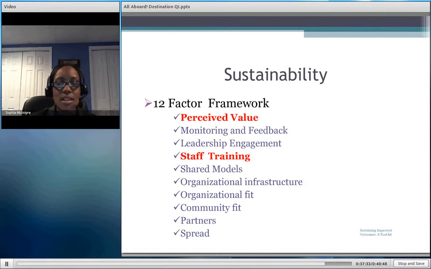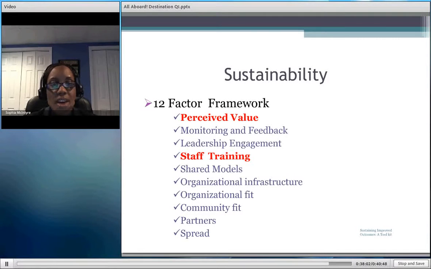Now lastly, when you're looking at sustainability, I think it's important to look at a 12-factor framework. And this comes out of Sustaining Improved Outcomes, a toolkit. So with sustainability, you're looking at a 12-factor framework. Do all of your team members understand the value, the perceived value of this quality improvement?